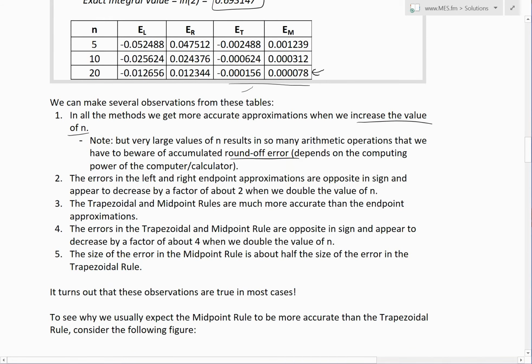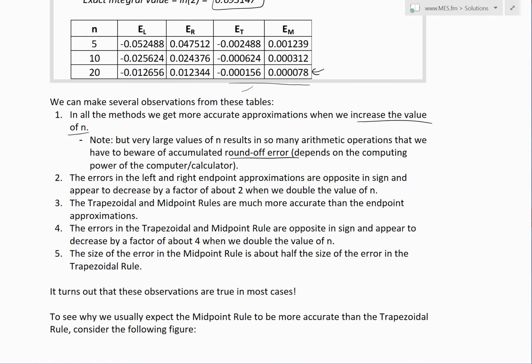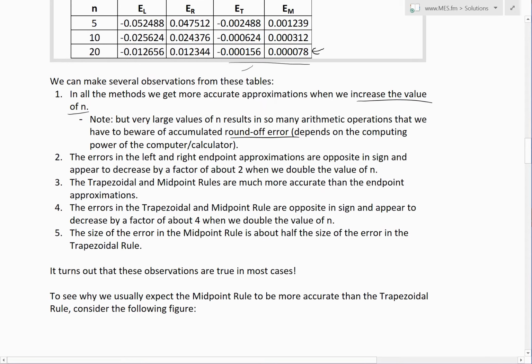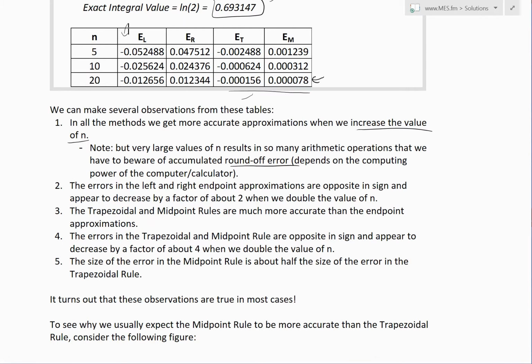So yeah, the bigger the number n, you have to make sure you have a computer that can handle it. Now, the errors in the left and right endpoint approximations are opposite in sign, which makes sense, because they are just the left and right endpoints. If from the left side you get a negative error, or smaller than the actual value, the right side is going to be bigger. That's usually what happens.